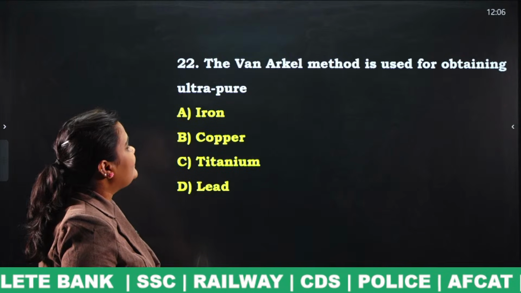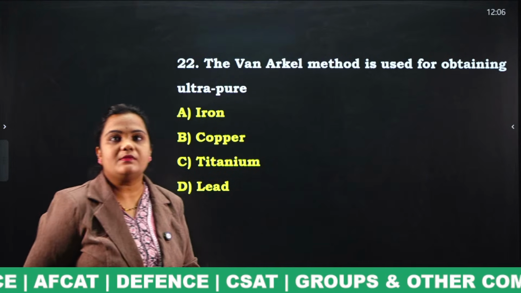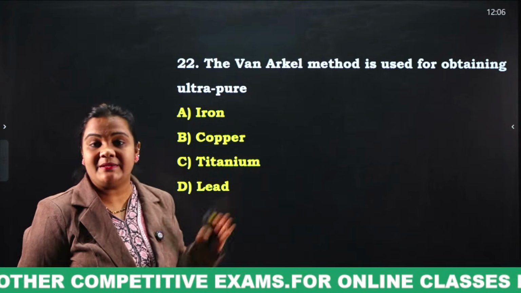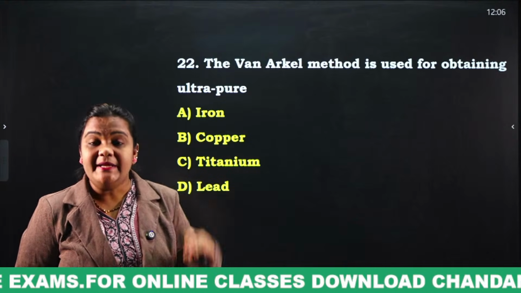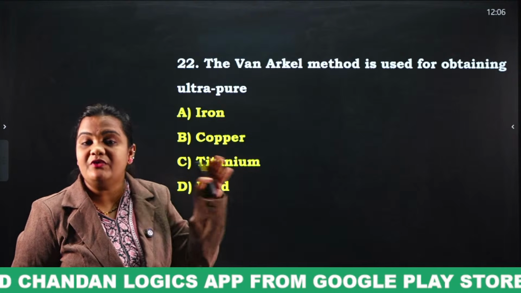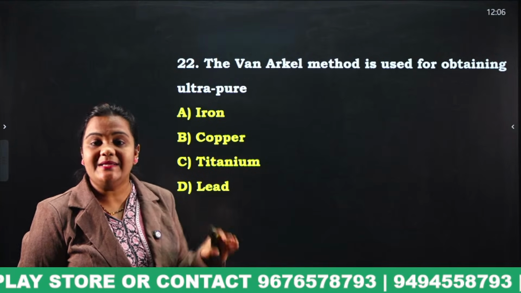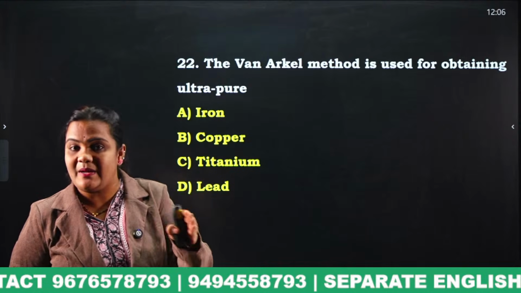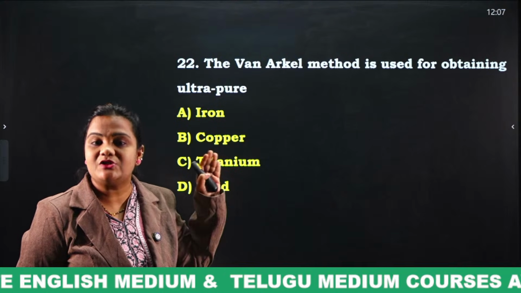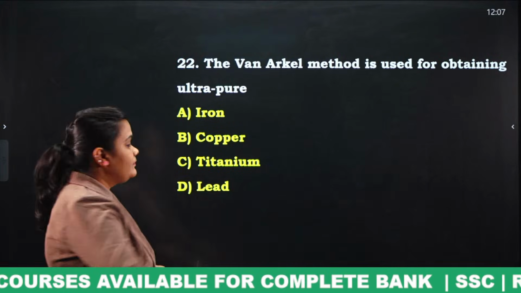The Van Arkel method is used for obtaining ultra pure iron, copper, titanium, lead. Yes. And tell me the answer for this question, students. I have already told this Van Arkel method. In order to get pure titanium, if we heat the impure titanium with iodine at a temperature of 550 degrees centigrade, the thing which we get is titanium iodide, which exists in vapor form. And again if we heat that titanium vapor at a temperature of 1800 Kelvin, the thing which we get is pure titanium. Okay.